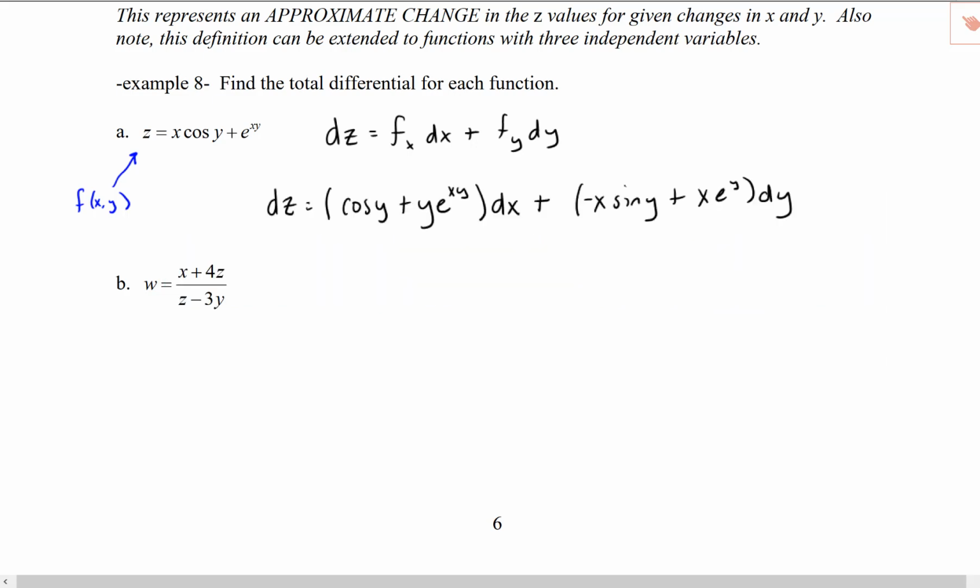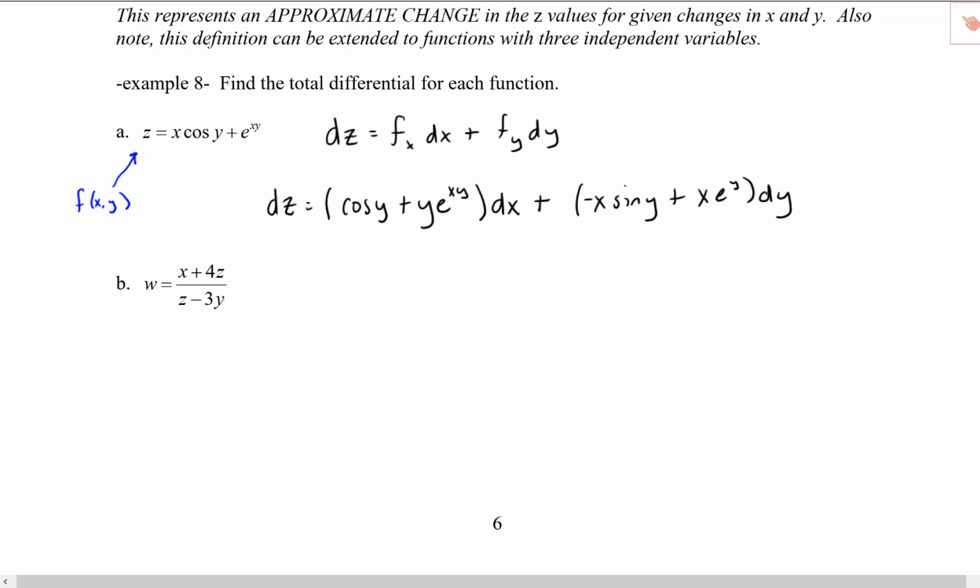All right, welcome back. Hopefully you got the same thing I did. My partial of f with respect to x was cosine y plus y e to the xy dx, plus my partial of f with respect to y was negative x sine y plus x e to the y dy. That's it. That's all the total differential is. We'll use it in a minute. Right now we're just practicing finding it.